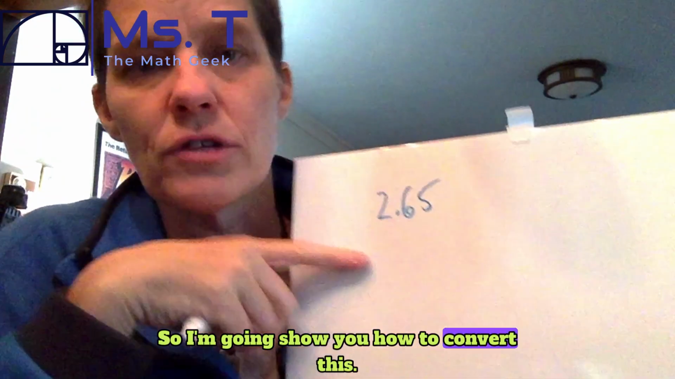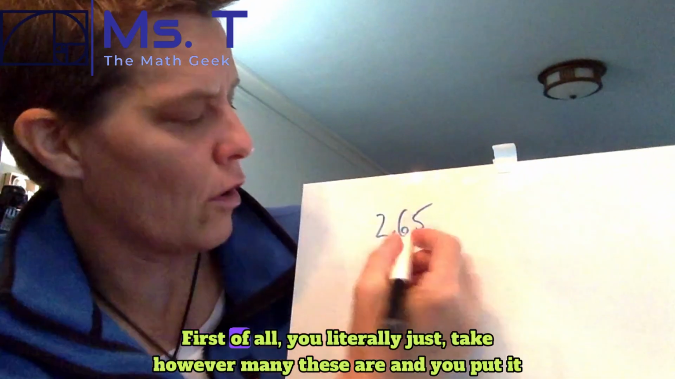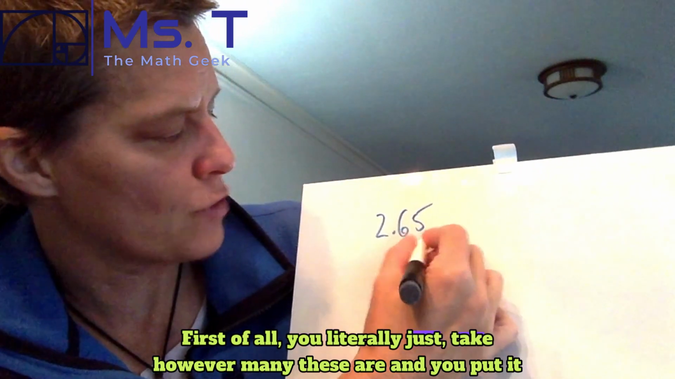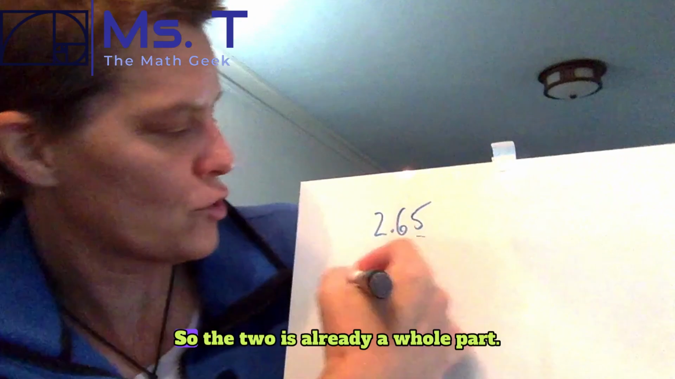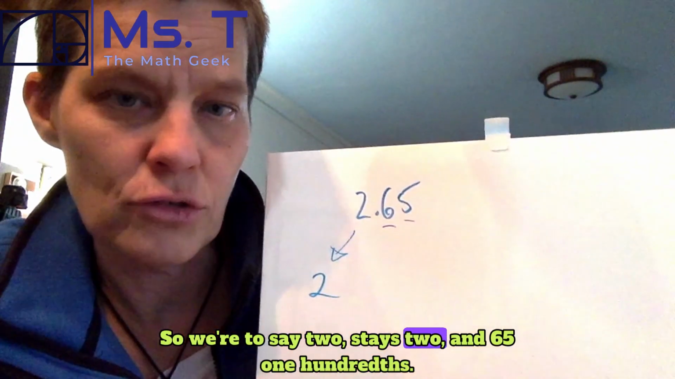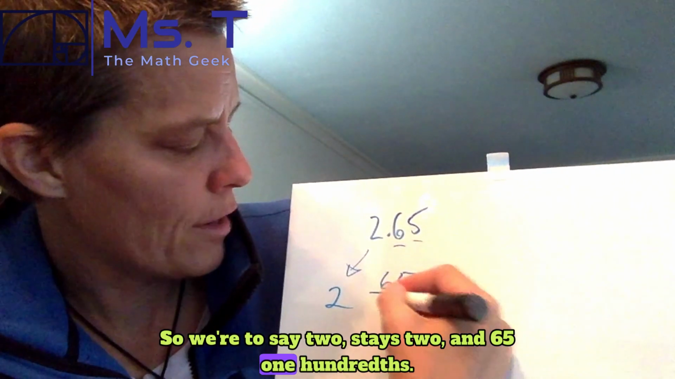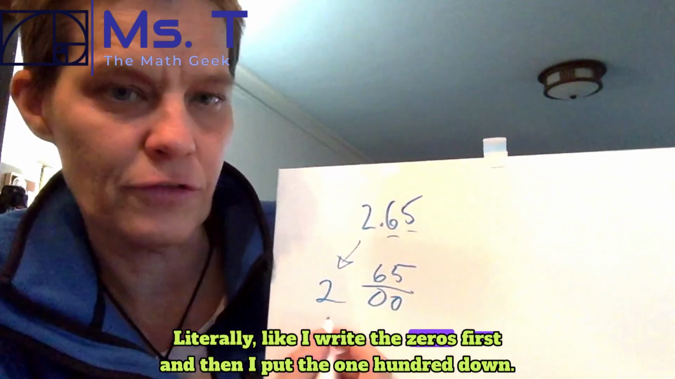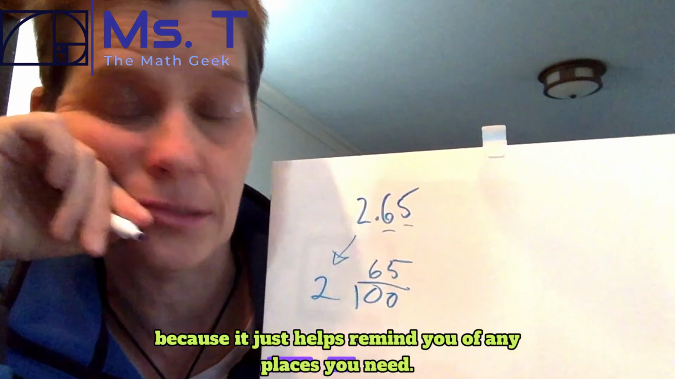So I'm going to show you how to convert this. Okay? You can convert any number this way. First of all, you take however many these are and you put it over zeros and a 1. So the 2 is already a whole part. So we're going to say 2 stays 2. And 65 100ths. Literally, I write the zeros first and then I put the 100 down, because it just helps remind you how many places you need.